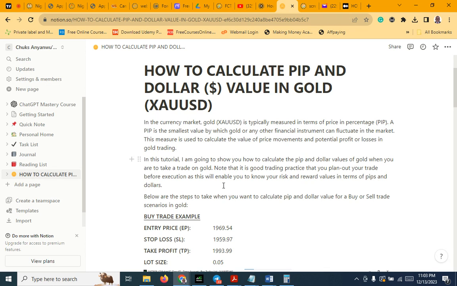Now it's important to note that in gold trading, a good trading practice involves proper planning. That is to say, before you execute your trade, you have to plan out your trade. Don't worry, I'm going to leave the link to this Notion page in the description, so that you guys can go back to it and understand it properly.